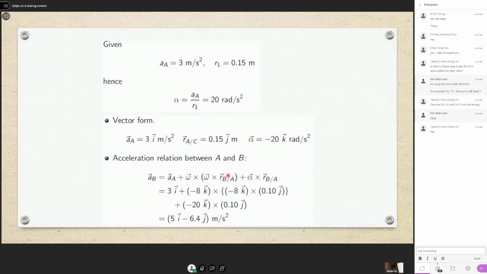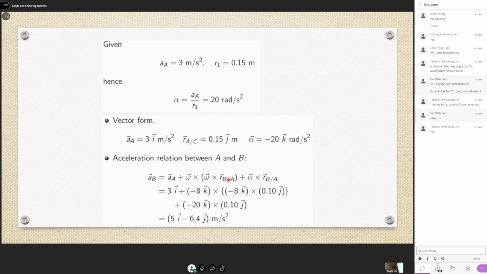Then R of BA, which is B relative to A, what is the position? We know it is above A by 0.1. That's why 0.1 J. Then we continue. Plus alpha cross R of BA. Alpha, we know is minus 20K. And then R of BA, again, is 0.1 J. So you have the equation here already. Now you just need to carefully do all the cross products.